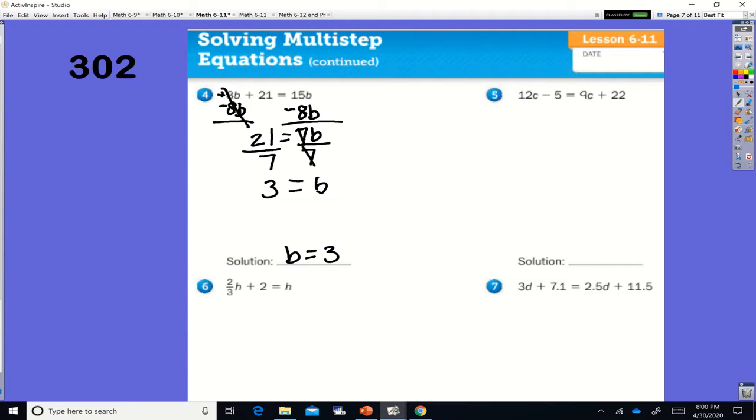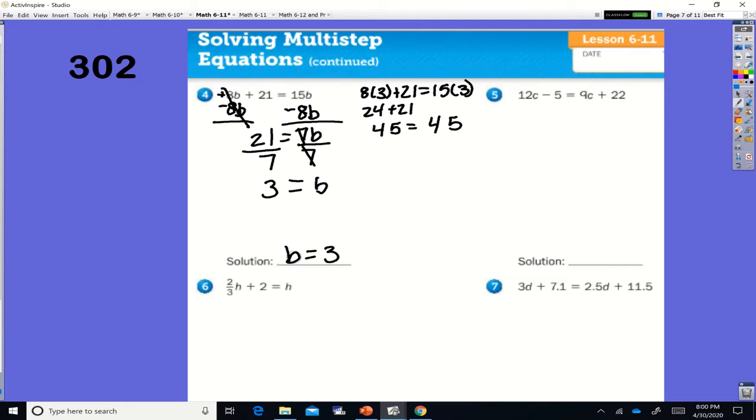Now then I can go back and check this. So we have 8 times 3 plus 21 equals 15 times 3. 8 times 3 is 24 plus 21. That gives me 45. Then we have 15 times 3. So that gives us 45. They're equal. So we know that this works.